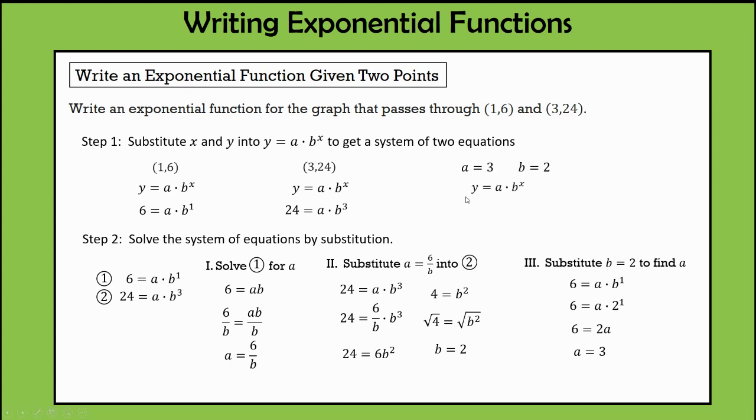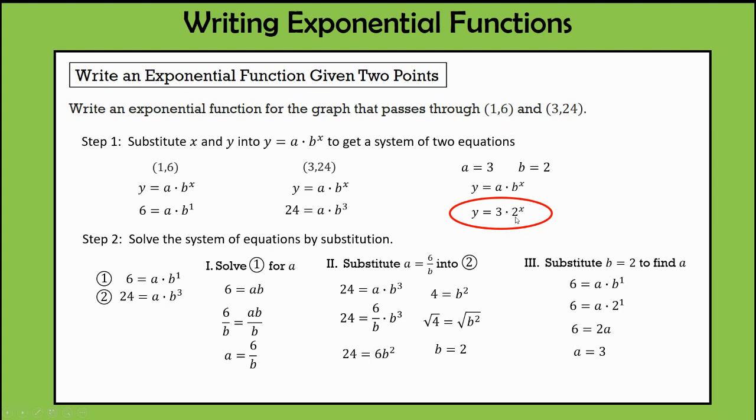I'm going to take the general exponential equation, which is this. I'm going to replace a with 3, b with 2. There's your answer. So y equals 3 times 2 to the x. This exponential function will go through the points (1, 6) and (3, 24).